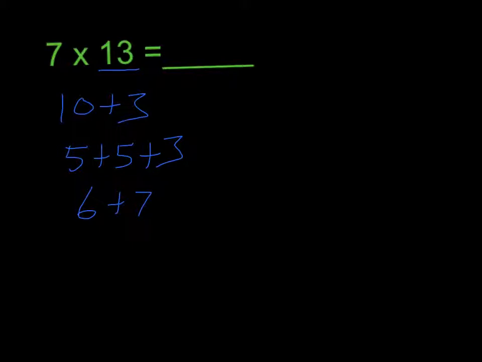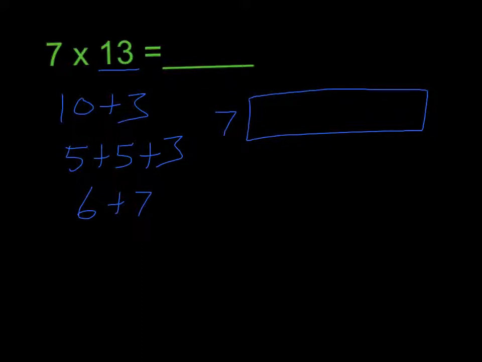Now when I draw my model, I want to make sure that I have a rectangle, and my number that I am multiplying by, my factor right here, my 7 needs to go right here. So I'm going to put my 7 right there, and then anything across the top needs to add up to 13. So I could do 10 and 3.